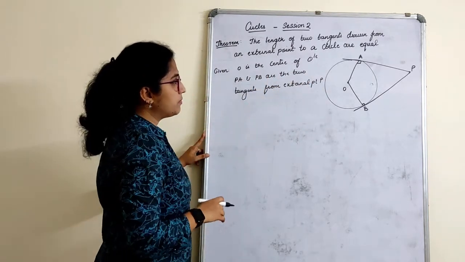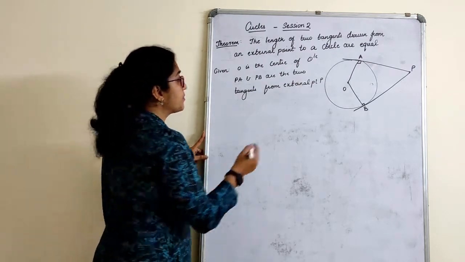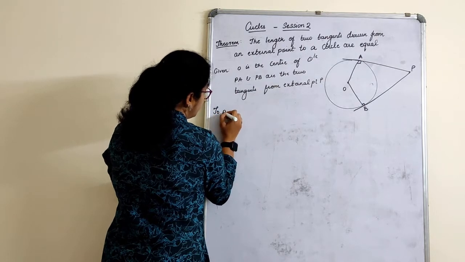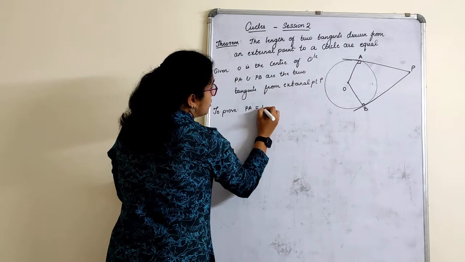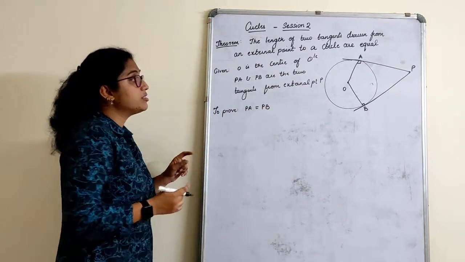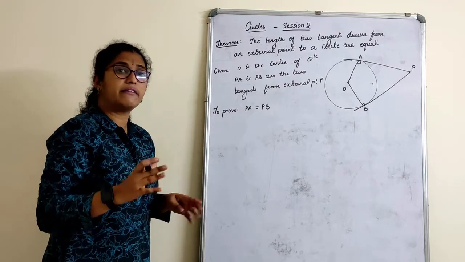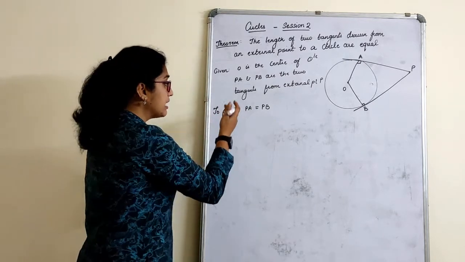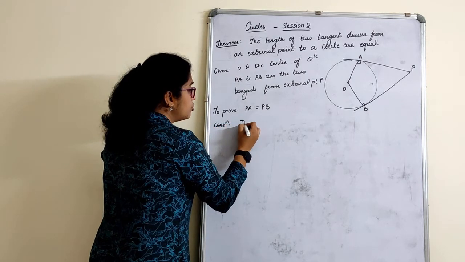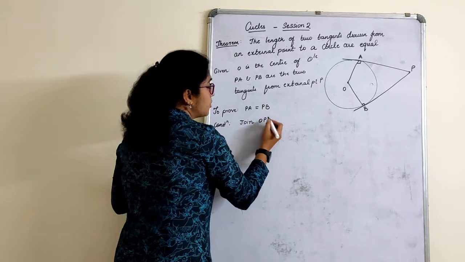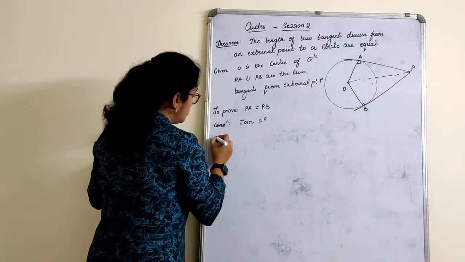We know that OA is perpendicular to AP and OB is perpendicular to BP, which we will take in the given part. Why? Because of the tangent radius theorem. To prove: PA is equal to PB. The length of the tangents drawn from an external point are equal. We have to prove two sides are equal, and sides are proved equal only in terms of CPCT. To prove CPCT, we want two triangles, so join OP. So, proof.